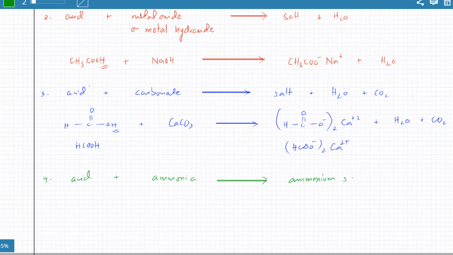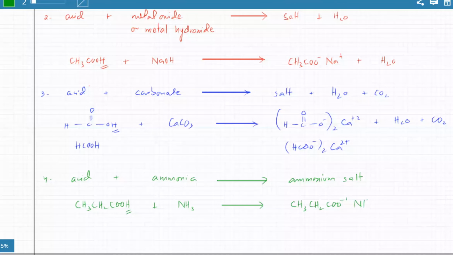So it's an ammonium salt. The H in the acid gets replaced by the ammonium ion. For example, I've got propanoic acid, which is CH3CH2COOH, and I'm going to react it with ammonia. The H in the acid is going to be replaced by the ammonium ion. So CH3CH2COO-, and in place of the H, there's going to be NH4+, which is going to be your ammonium ion.